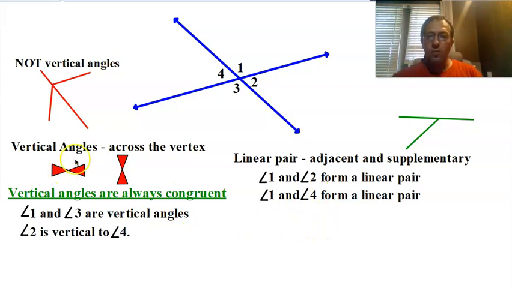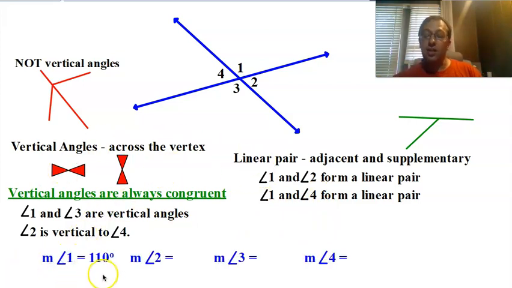Okay, so what can we do with vertical angles and linear pairs? Well, if I know that angle 1 is 110 degrees, I can find the measures of the other three angles, because vertical angles are congruent to each other and linear pairs are supplementary. So let's see, I can find any one of these first, it doesn't matter. I like to find vertical angles first because they're easiest. If they're congruent, they have the exact same measure.